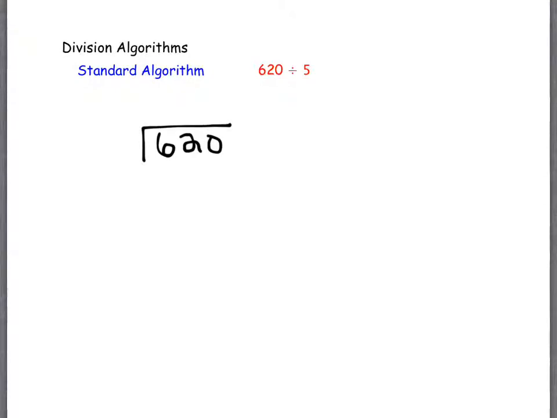All right, the standard algorithm is 620 divided by 5. That's what we're going to do. So what do we do with the standard algorithm for finding the answer? What's my first step? Right. So we look at the number on the outside, and we look at the first number underneath, and we say, how many times does 5 go into 6? And it goes into it 1 time. Then what do we do?